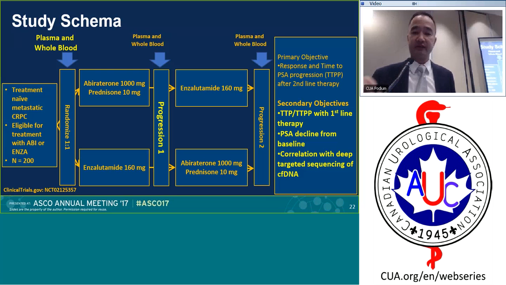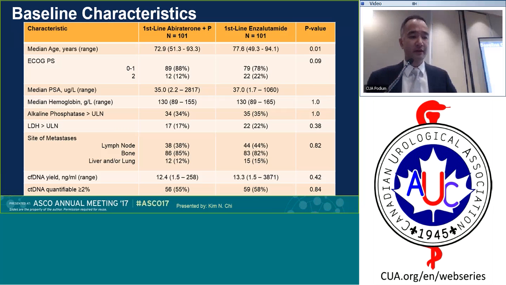The primary objective of this study was to look at the response and time to progression after second-line therapy, and at this analysis, we were looking at the effects of first-line therapy, and as well we took plasma and whole blood to assess for potential biomarkers of response. These are the baseline characteristics, pretty typical patient population. The enzalutamide group was a little bit older, 77.6 years versus 72.9 years for patients on abiraterone. However, if you look at all the other prognostic factors, there was no difference between the two groups.